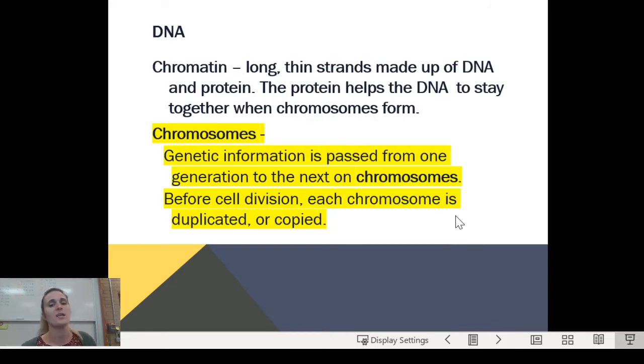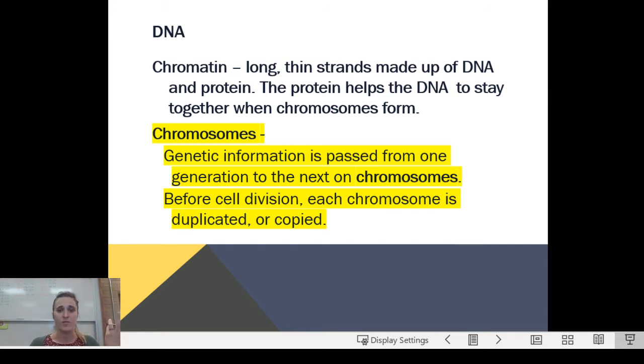DNA is in the form of chromatin, so long thin strands made up of DNA and protein. So you've got that chromatin in the nucleus. That's not as important. We'll go into more detail with that later, but you do need to know chromosomes. That's where your genetic information is passed from one generation to the next.